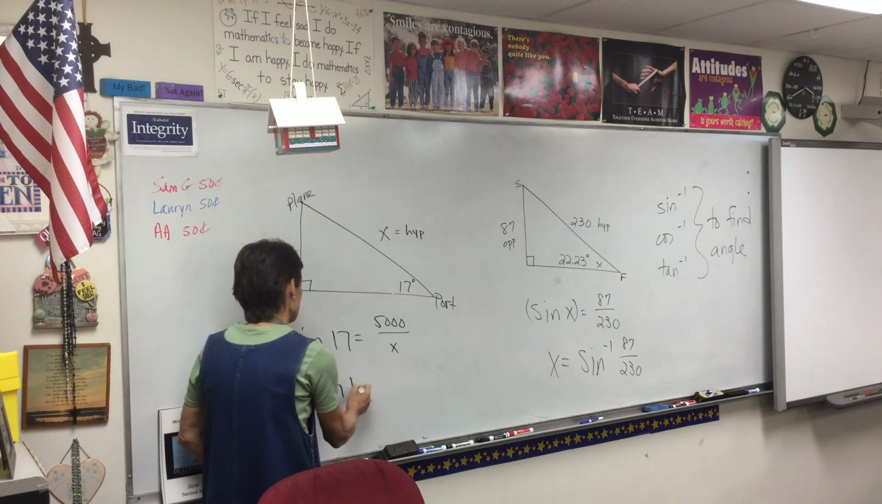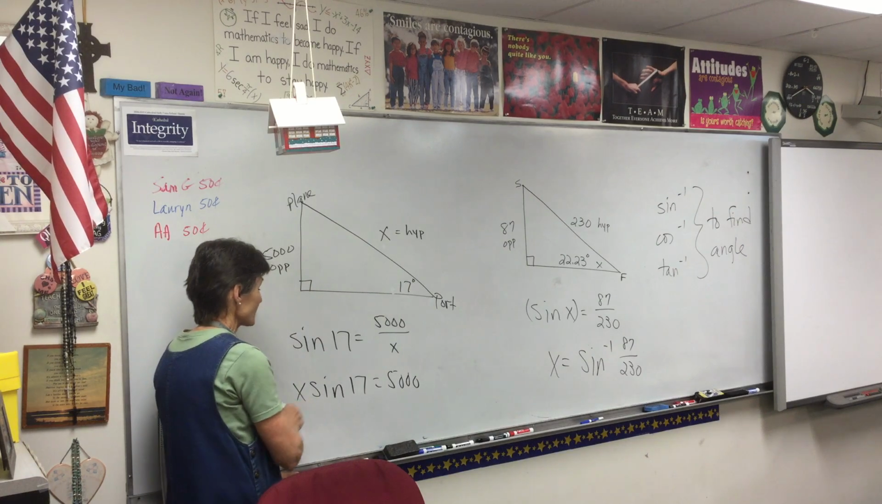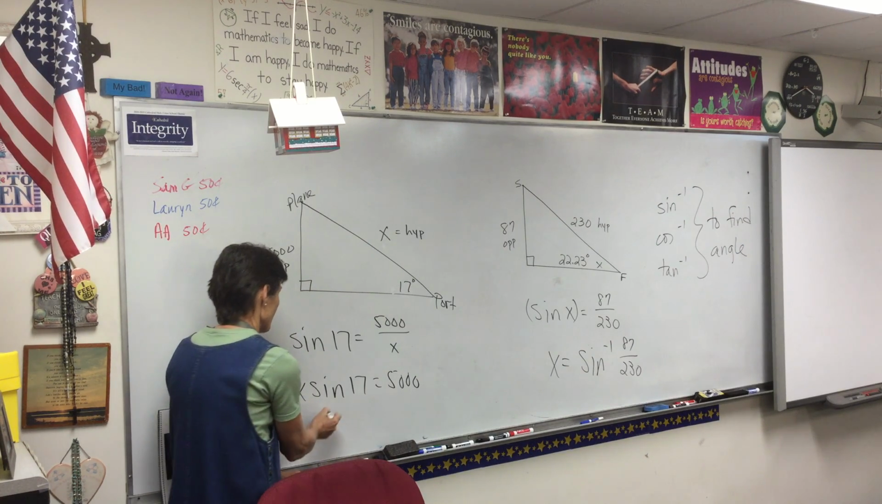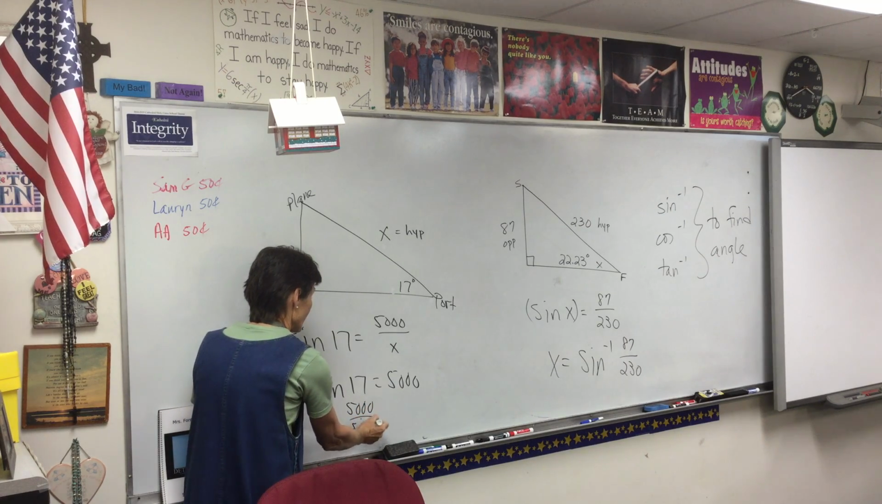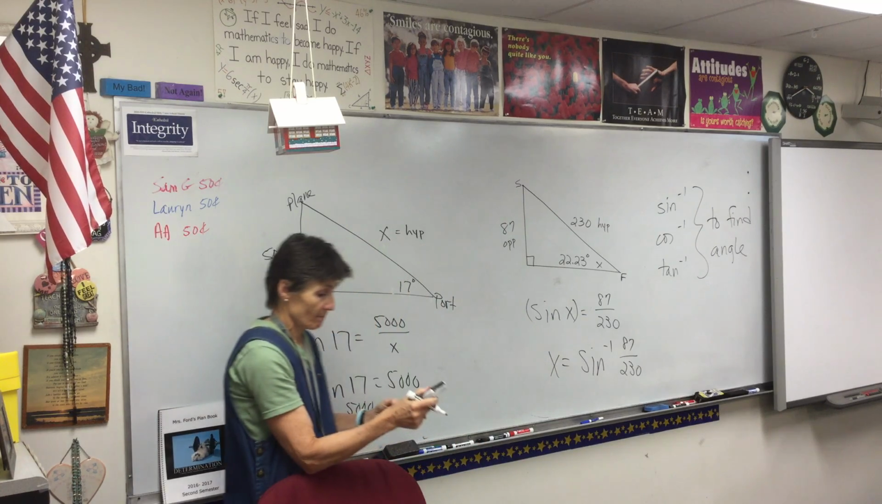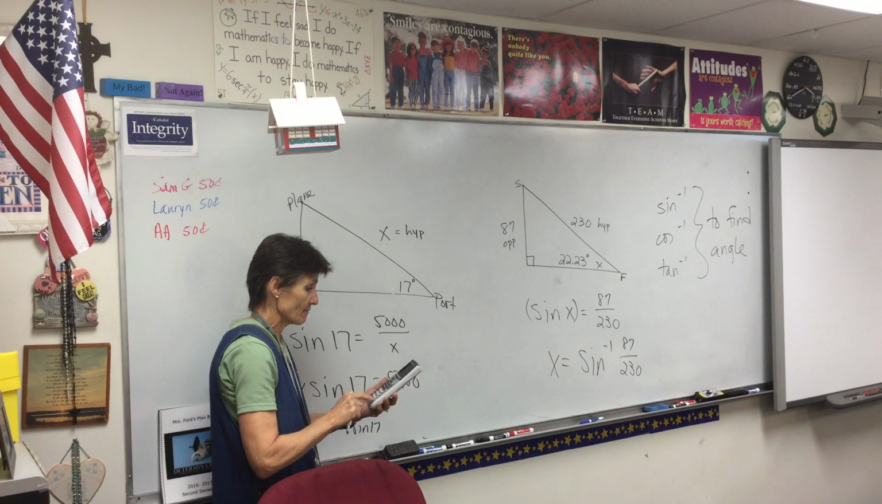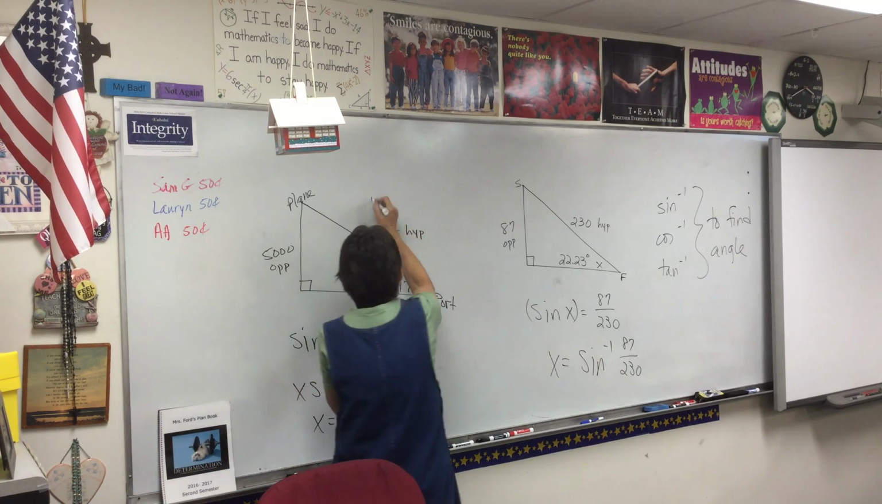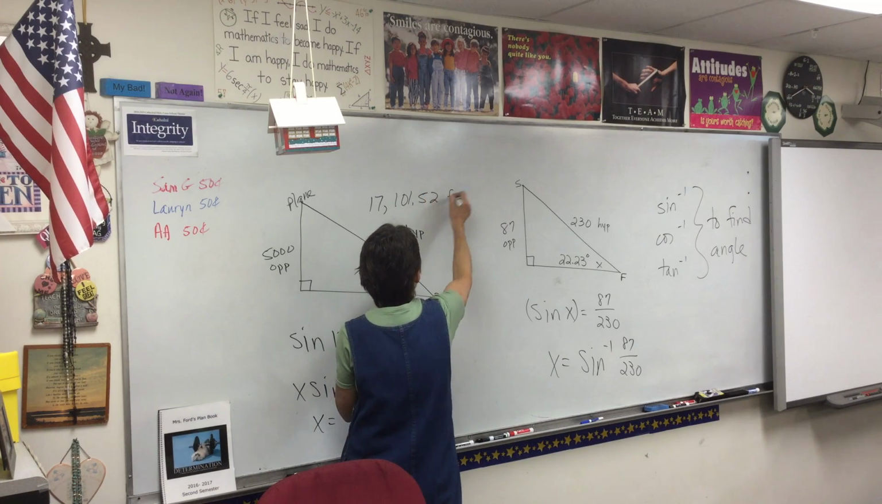X sine 17, bring the denominator over. Not done, gotta get x by itself. So what's x gonna equal? 5,000 divided by sine 17. Wow, 17,101.52 feet.